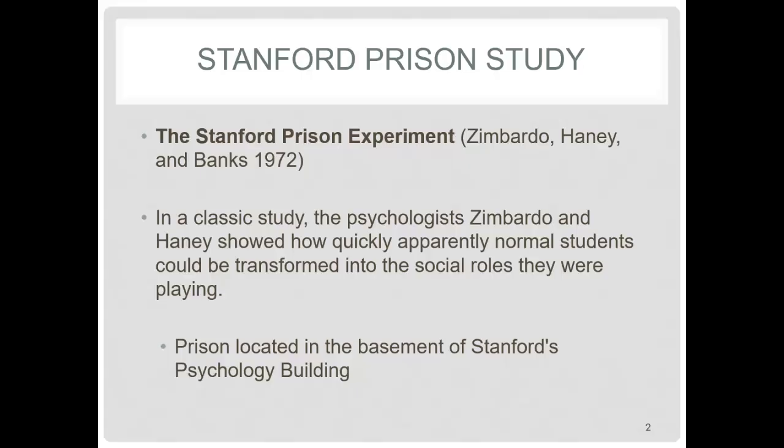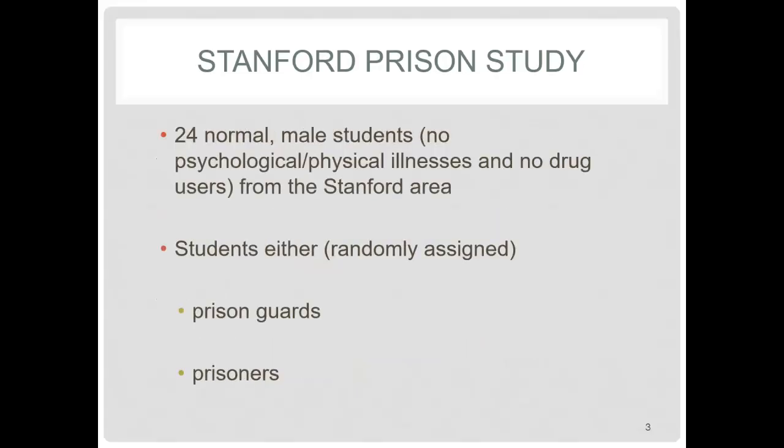And so Zimbardo and his research team created a mock prison in the basement of Stanford's psychology building. They selected 24 normal male students, all college age. In fact, all were college students from the Stanford area. And what do I mean by normal? I mean that everyone was tested and they showed no psychological or physical illnesses, and no one was using any drug, although I think the use of cannabis was allowed. And students were either assigned to be prison guards or prisoners.